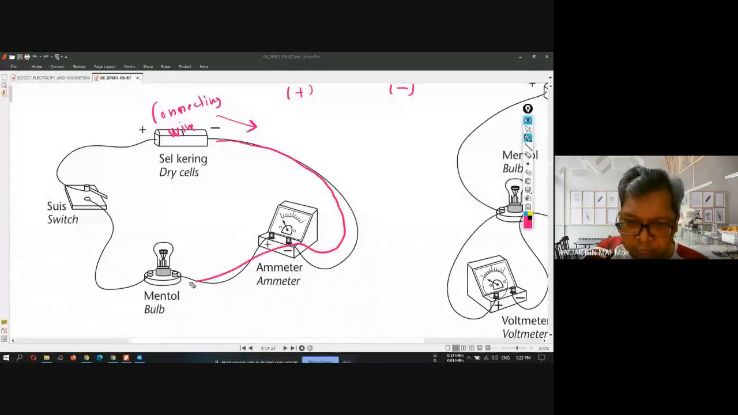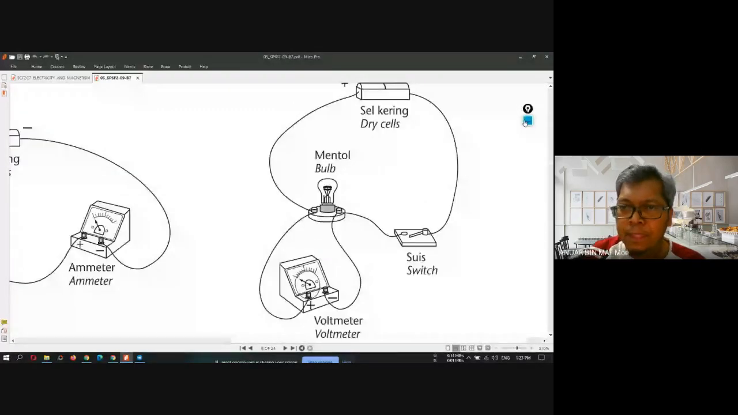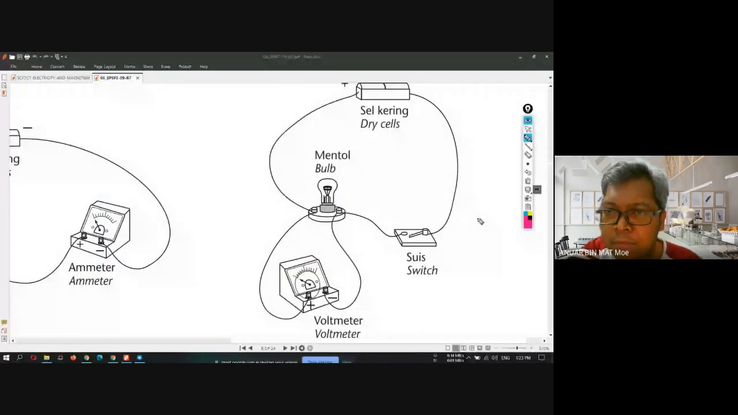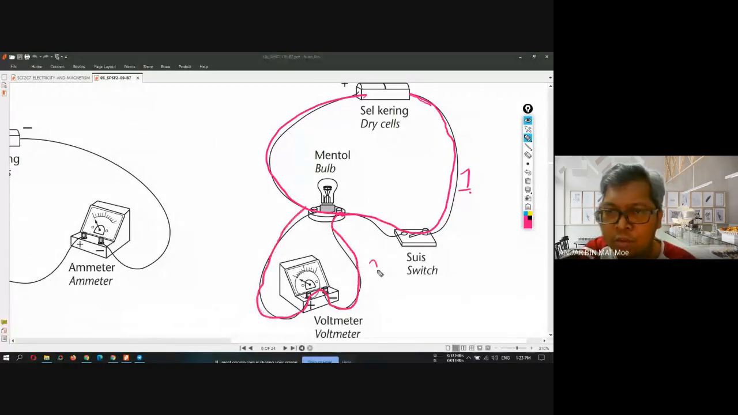But if you try to connect a voltmeter, you must have two loops. Okay, you must have two loops of wire. Number one is from here. This is the first loop. And then the second loop is from here to here. This is the second loop. So you must connect it correctly. So this is how you want to measure the voltage with the voltmeter.